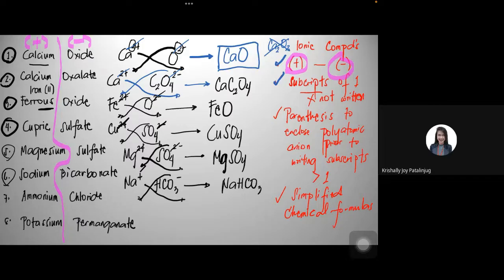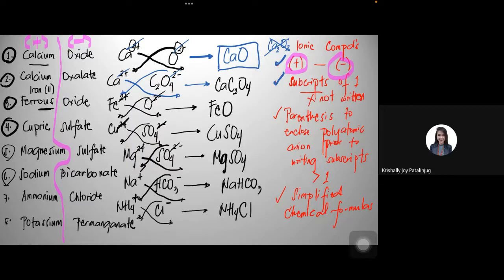Next, ammonium chloride. So ammonium is NH4 plus. Then chloride ion is Cl negative. So the numerical value of their charges is only 1. Upon crisscross method, you'll only obtain a subscript of 1, so the subscript of 1 is not written anymore. So write the formula of ammonium chloride in this manner: NH4, then Cl.